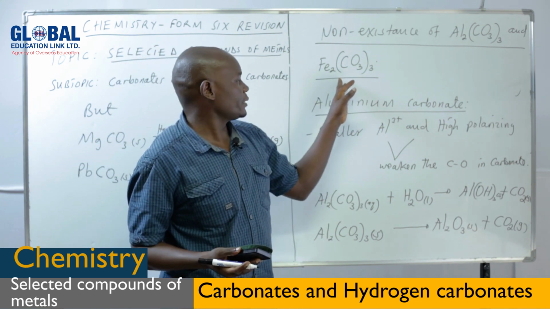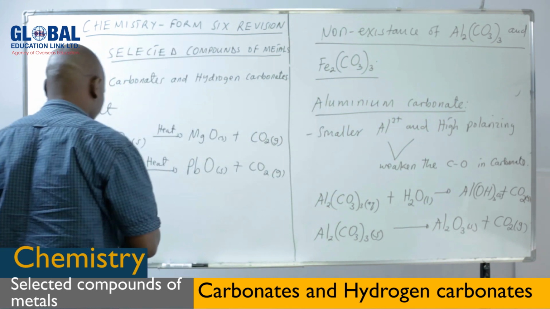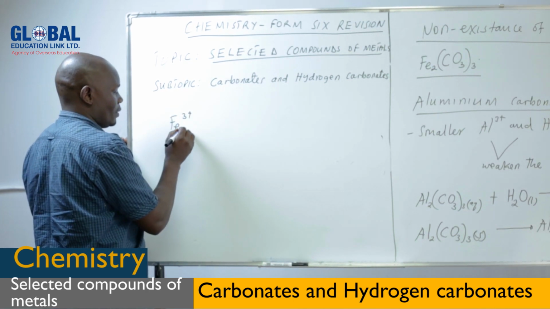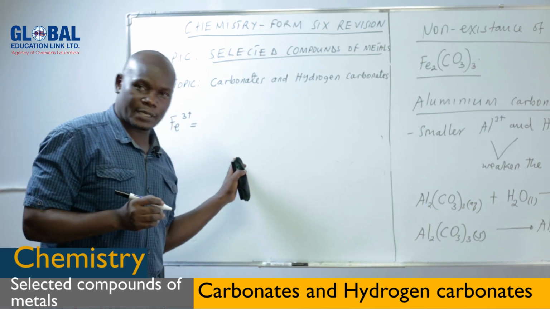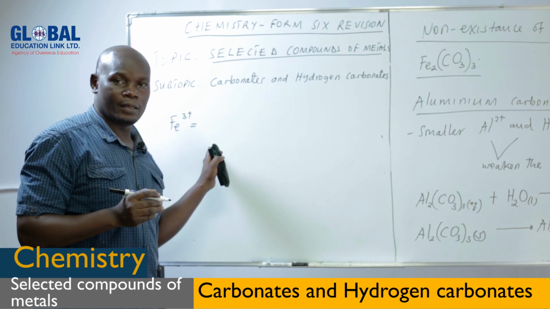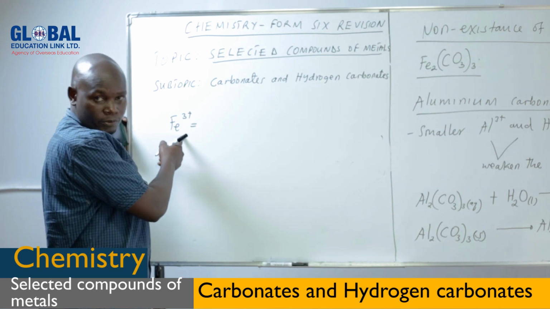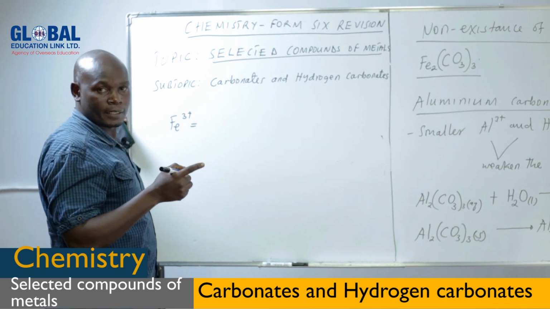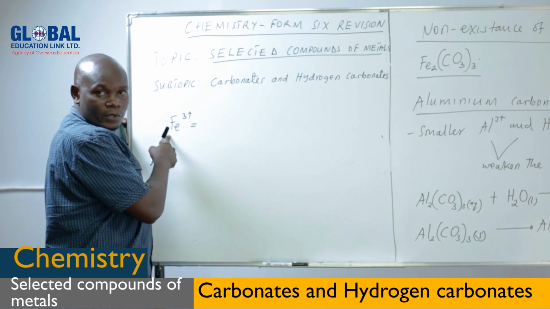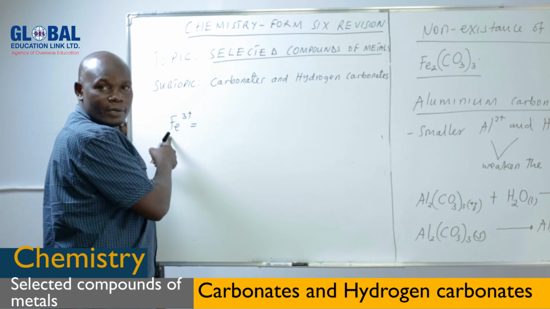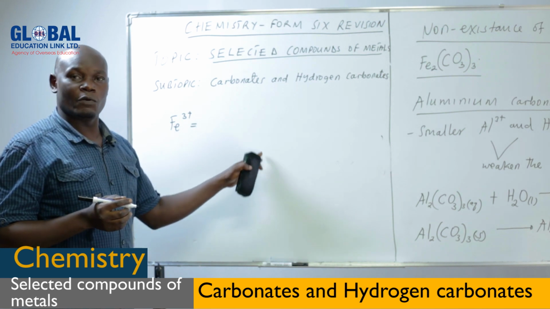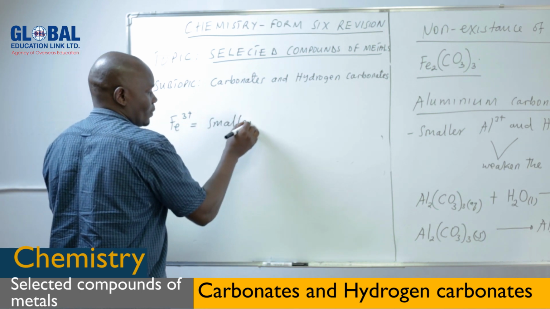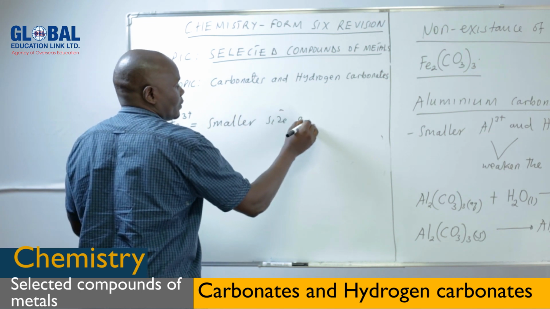And what about iron 3 carbonate? Iron has a smaller cationic size and high polarizing power. So it gets easily exposed to water molecules and attacks the lone pair present on water molecules, whereby the water molecules act as ligands and the iron acts as the central metal atom. The iron combines with the water molecules to form a complex compound, the hexaaqua iron 3 ion. So this is due to the smaller size and the high polarizing power also.